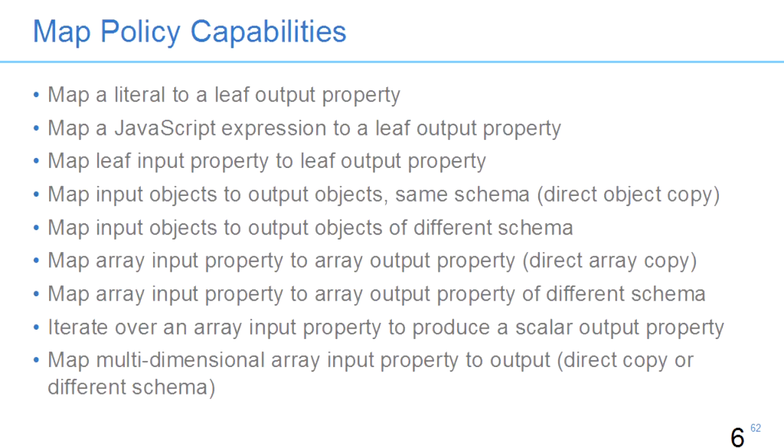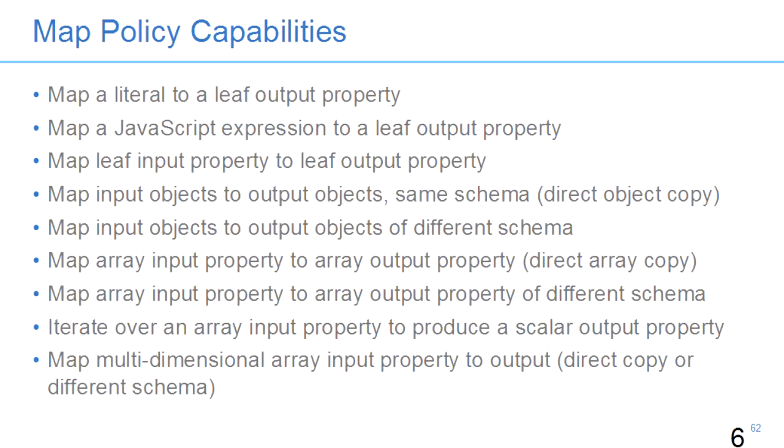So here are your capabilities. It's a pretty long list here. You can map just a string literal to some output leaf property. You can map a JavaScript expression to your leaf property. You can actually map leaf input properties to output properties, or input objects to output objects with the same schema, essentially a direct object copy. You can map input objects to perhaps an output object of a different schema.